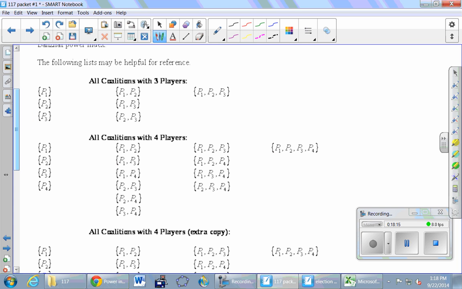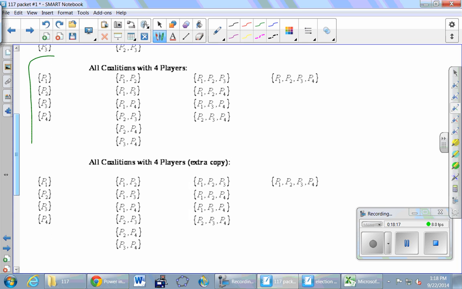4 players, okay. So right down here is a list of all the coalitions with 4 players. All the coalitions, not the winning ones, but all of them. Every possible way to grab some of those 4 people is listed here. And if you want an orderly process to make sure you get every single winning coalition, you follow this list one at a time. The first column is all the single players. Were there any single players that had enough votes to pass? No. So these guys are gone.